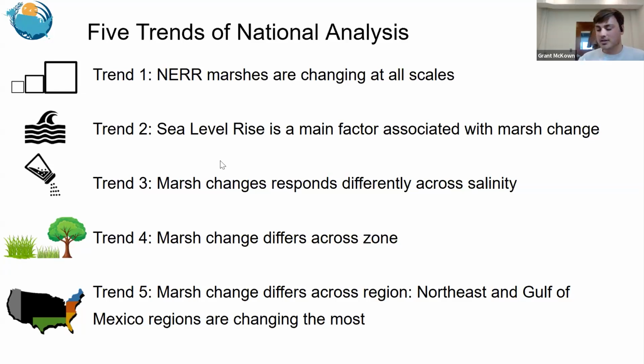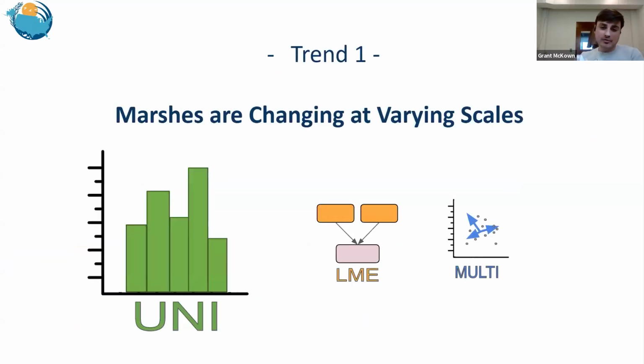And lastly, our 5th trend was that marshes are changing based on what region they're in. And like Chris highlighted, it seemed that the Northeast and the Gulf of Mexico changed the most. So I'm going to talk about the first trend.